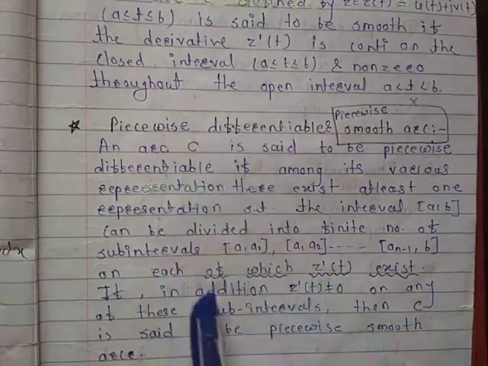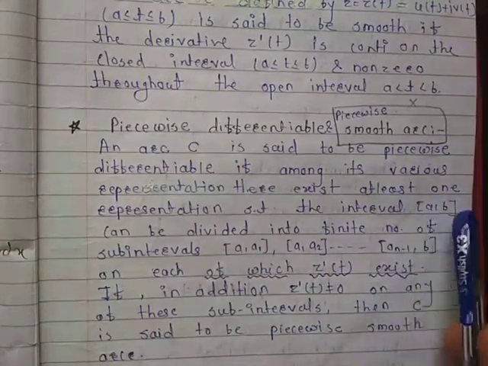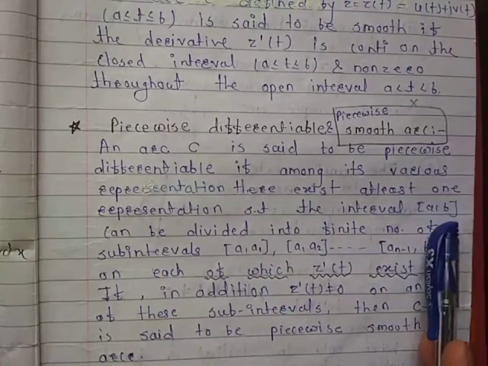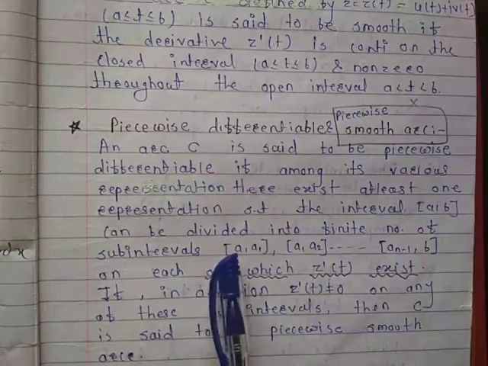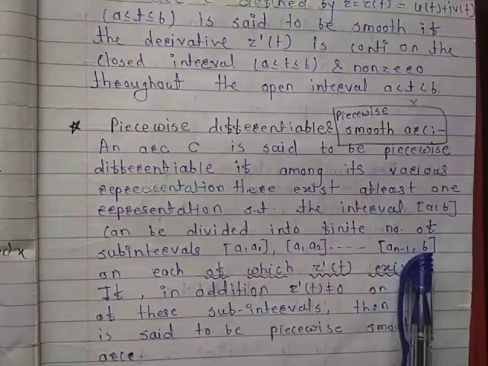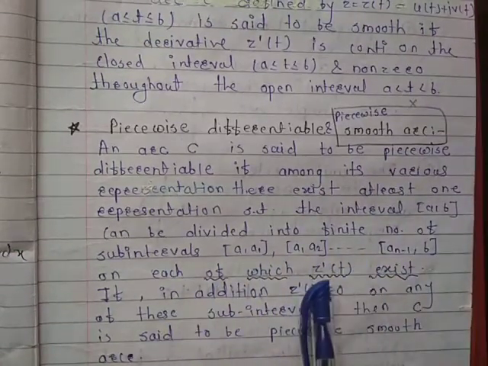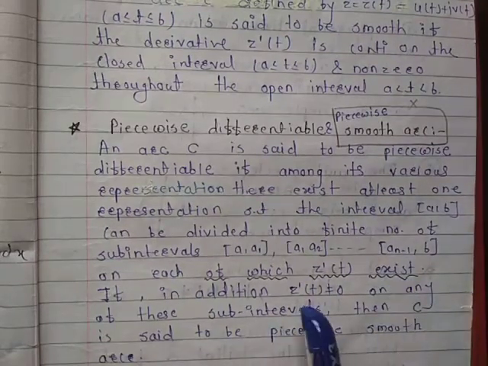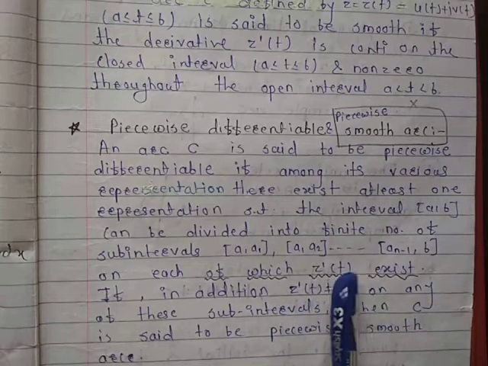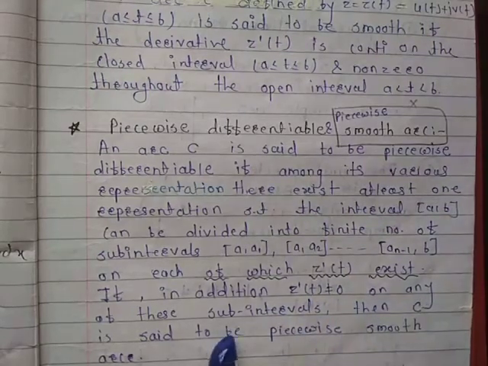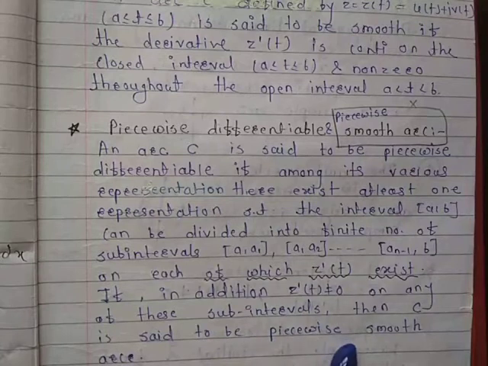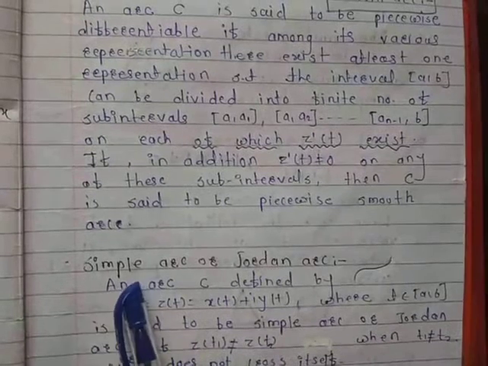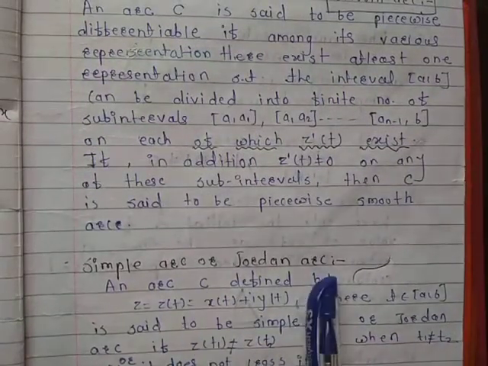Piecewise differentiable means, if you consider this closed interval ab is piecewise differentiable, means what? If this closed interval ab is divided into finite number of these intervals on each of which z dash of t exists, okay? And if z dash of t exists and is not equal to 0, at that time we say that C is a piecewise smooth arc, okay? Let us see next definition, simple arc or Jordan arc.